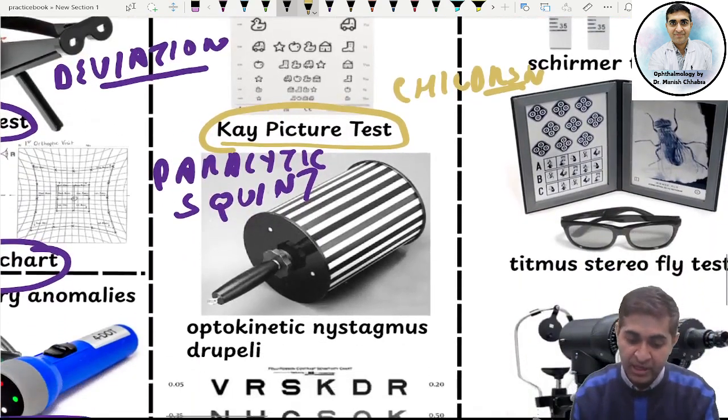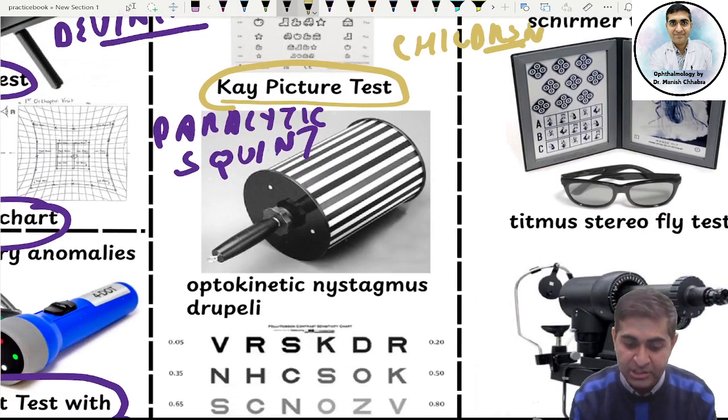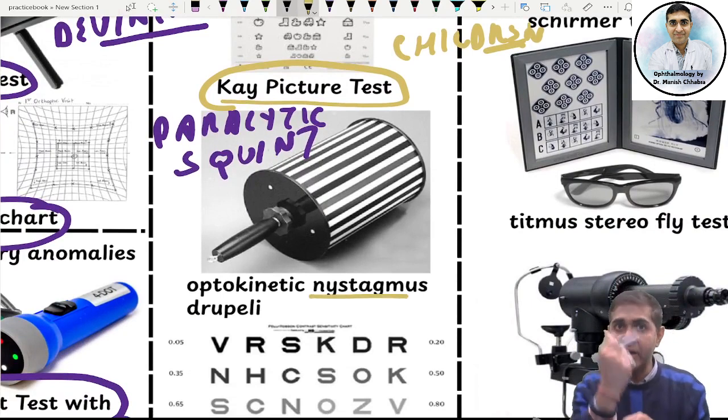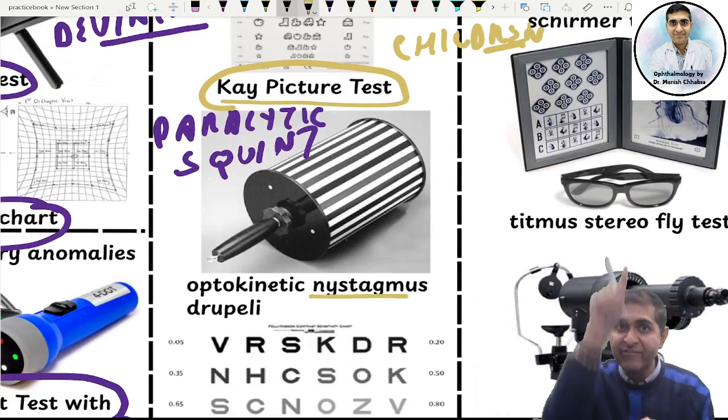So it becomes easy. This is your optokinetic nystagmus drum. There is a drum which rotates and there are black and white stripes.